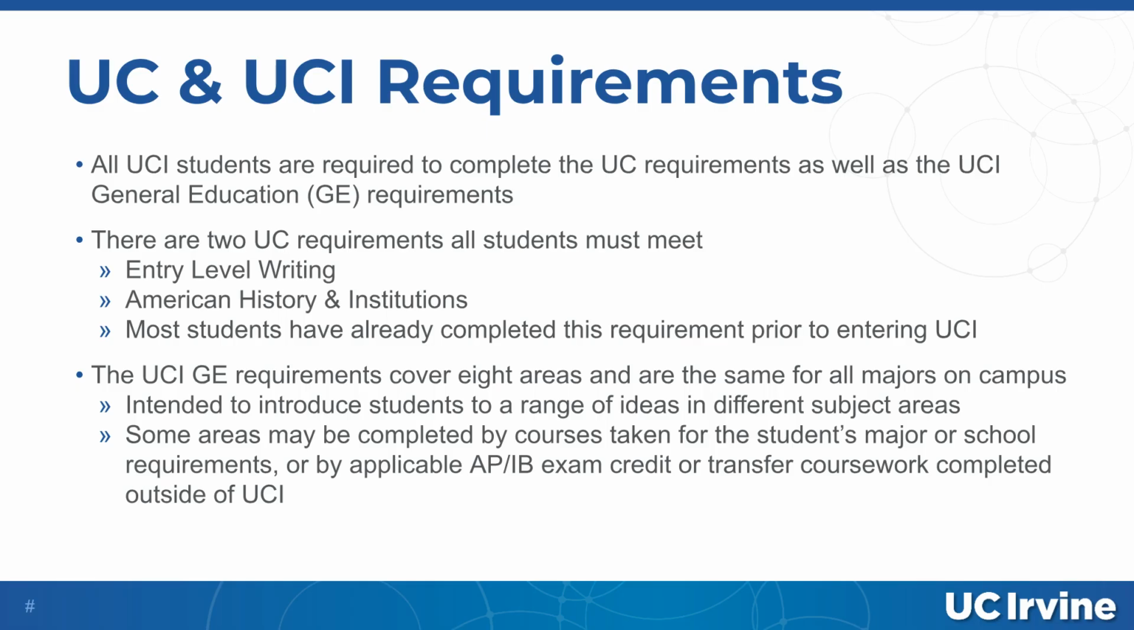With that overview in mind, we will now examine each degree component in greater detail. The first 2 components, UC requirements and UCI general education requirements, apply to all students. There are 2 UC requirements: entry-level writing and American history and institutions. Many students will have already completed these prior to enrolling at UCI. The UCI general education requirement consists of 8 categories and is the same for all students, regardless of major.